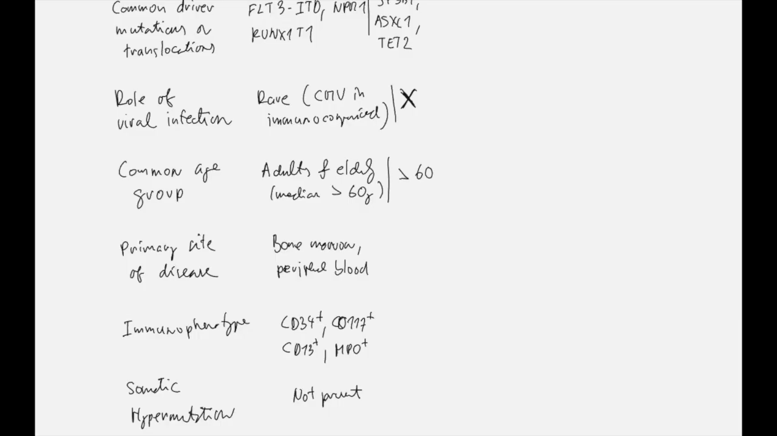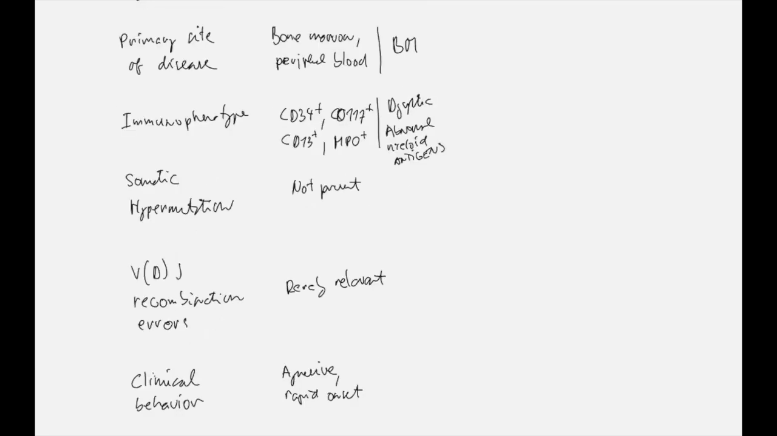Immunophenotyping, so immunophenotype, those are dysplastic cells. There are abnormal antigen expressions, abnormal myeloid antigens. Is it related with somatic hypermutation? Nope. So it's not related. Is the VDJ relevant over here? Nope. And what about clinical behavior? It's chronic, it's progressive, and it transforms to AML and to ALL.